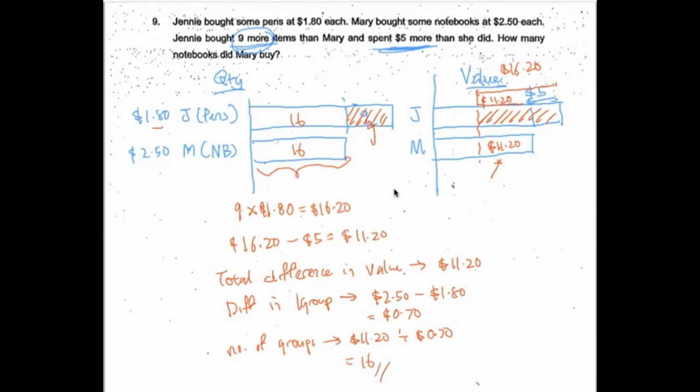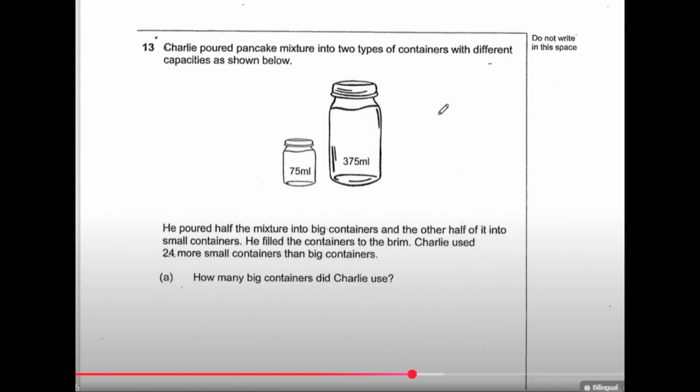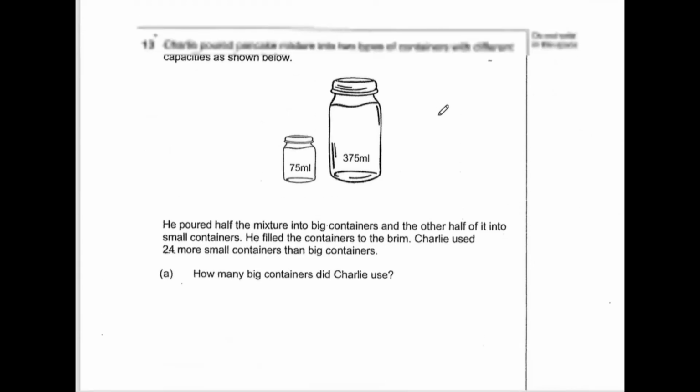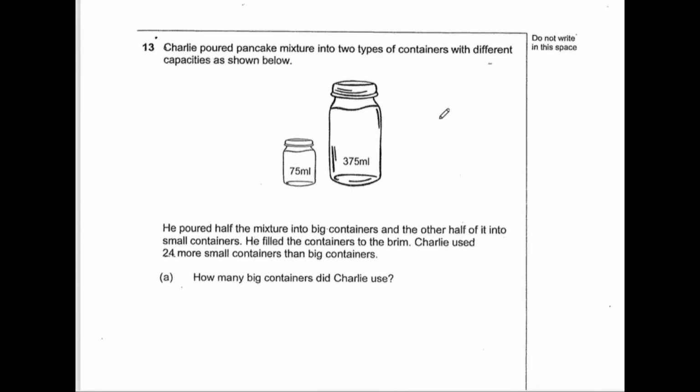Let's look at question number 13. Charlie poured pancake mixture into 2 types of containers with different capacities as shown below. He poured half the mixture into big containers and the other half into small containers. He filled the containers to the brim. Charlie used 24 more small containers than big containers. How many big containers did Charlie use?